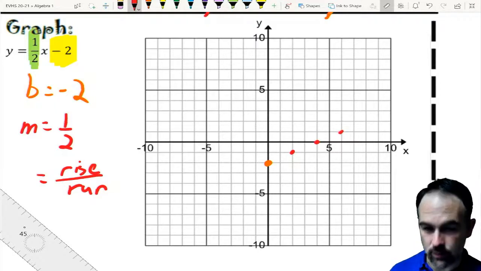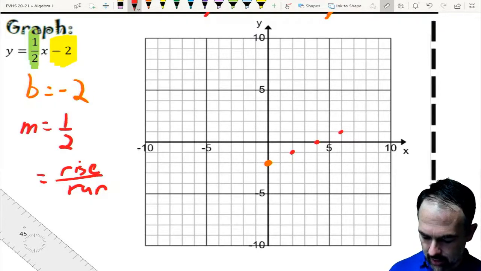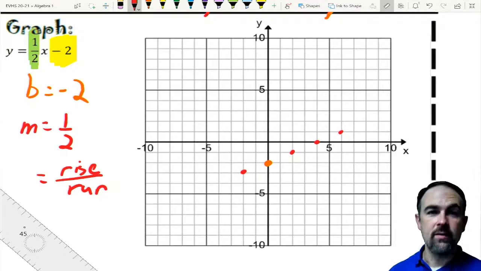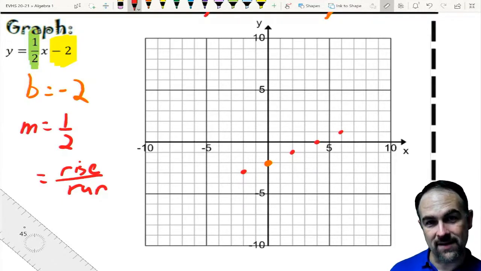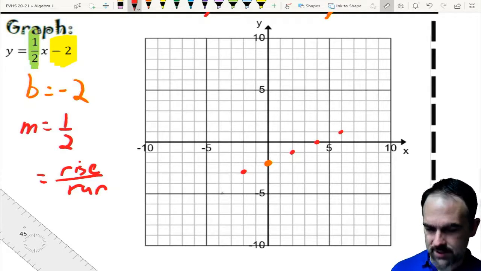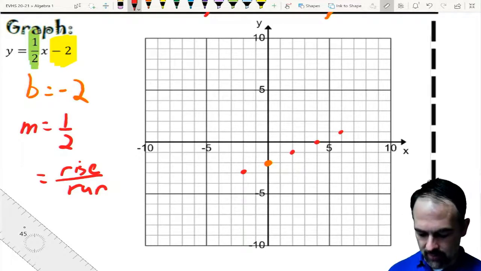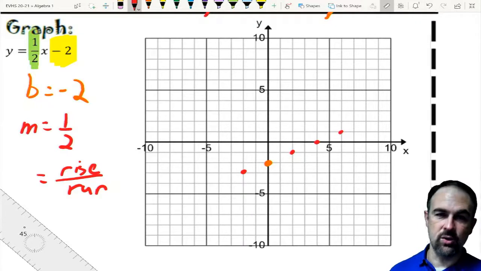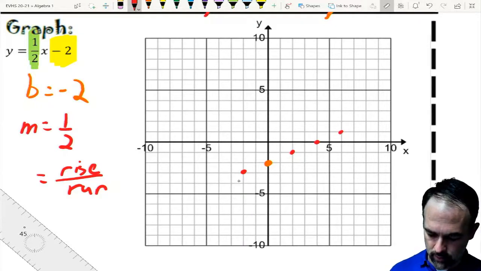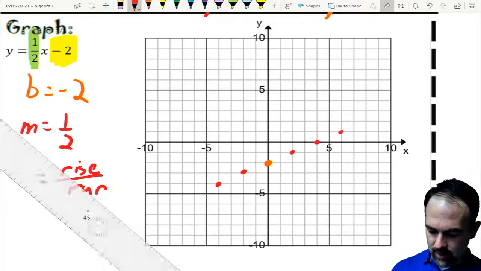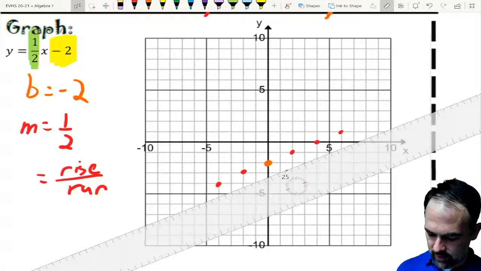Rise 1, run 2. I can even go the opposite direction. I could rise 1 and run 2, notice I went down there. The idea is that since 1/2 is a positive slope, it has to rise as I go from left to right. But if I'm going from right to left, then I've got to fall. So again, fall 1, run 2. It doesn't matter how many of these points you get, they're all going to be in a straight line.